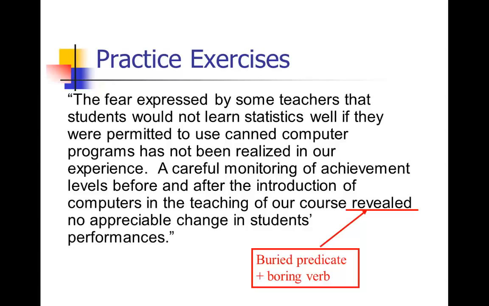So that's one problem. We have the same issue about turning verbs into nouns. So notice that the subject, monitoring, is actually a noun that could have been a really good verb, monitor. Instead, they use the noun form. And then we get to the verb, and it's a pretty boring verb, revealed. So monitor would be a better verb choice here than revealed, if you could turn the sentence and use the verb monitor. So we have kind of the same major issues with verbs as in the first sentence.